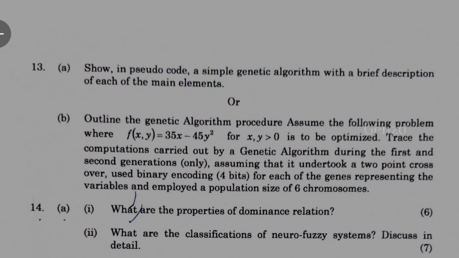Trace the computations carried out by a genetic algorithm during the first and second generations only, assuming that it undertook a 2-point crossover, used binary encoding with 4 bits for each of the genes representing the variables, and employed a population size of 6 chromosomes.